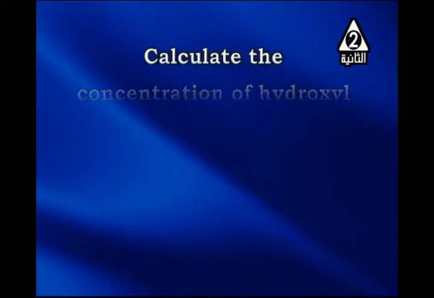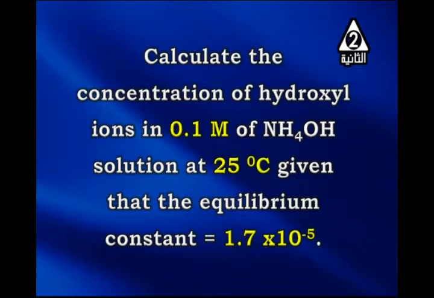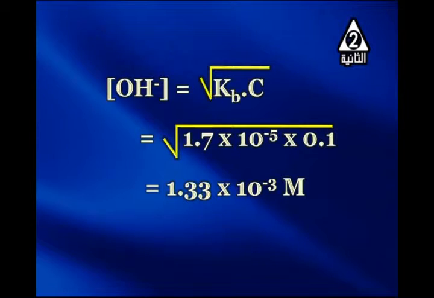For example, calculate the concentration of hydroxyl ion in 0.1 molar ammonium hydroxide solution at 25 degrees Celsius, given that the equilibrium constant equals 1.7 times 10 to the power negative 5. Solution of the problem: as we know, the concentration of hydroxide ion equals the square root of Kb times C. So by substitution, the square root of 1.7 times 10 power negative 5 times 0.1 equals 1.33 times 10 to the power negative 3 molar.